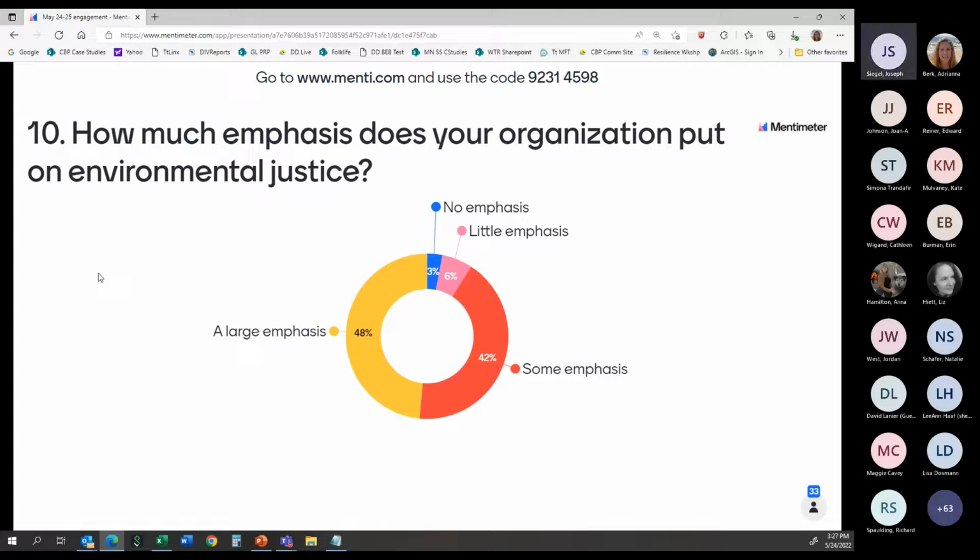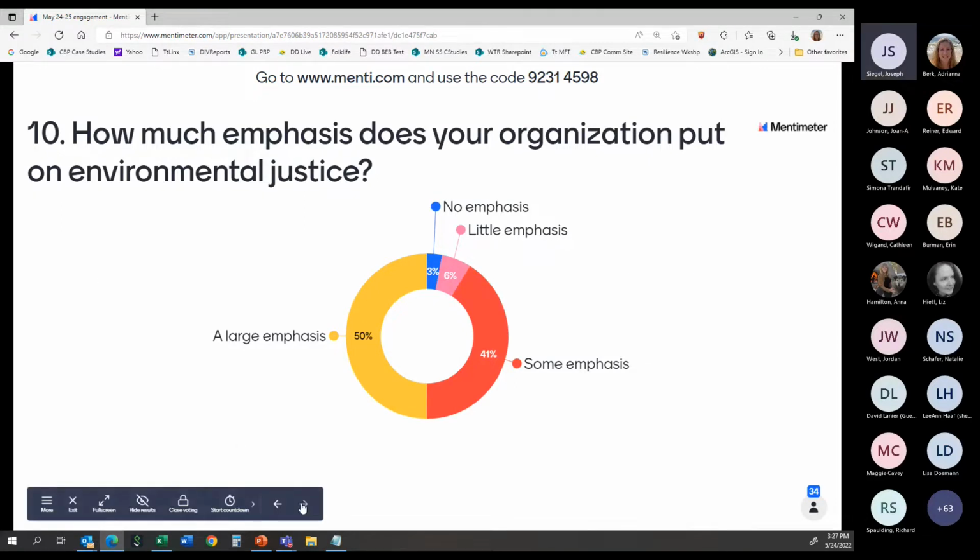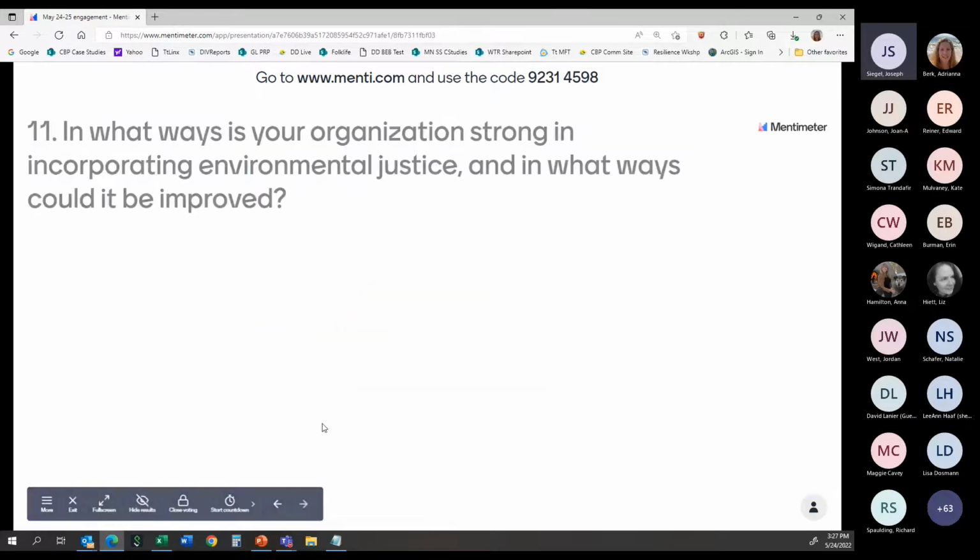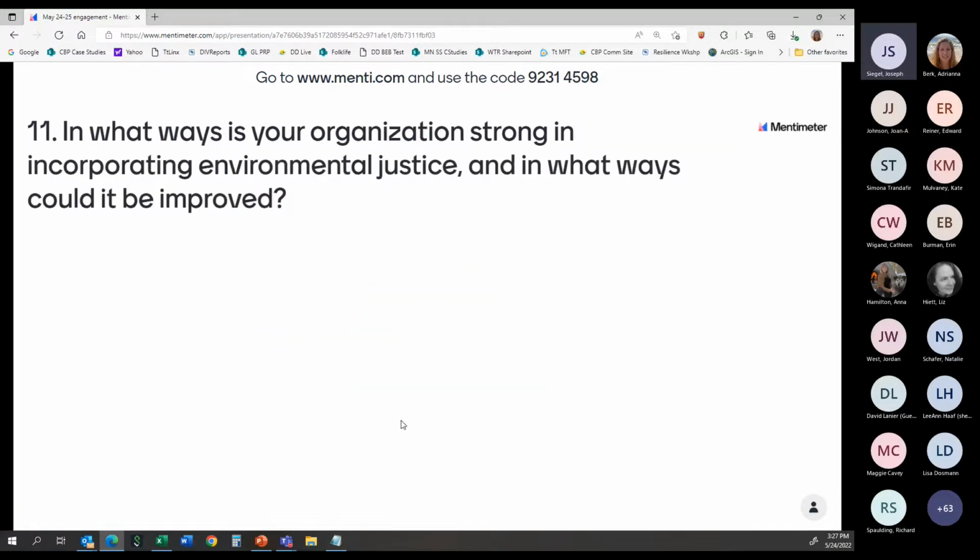Okay, slowing down. So it looks like only about 9% say little or no emphasis, and the rest are between large emphasis, which is the biggest category, and some emphasis. And now we'll get to explore that a little bit more with the next Menti. And again, everything you're putting in here is going to be very useful for the outputs from this event.